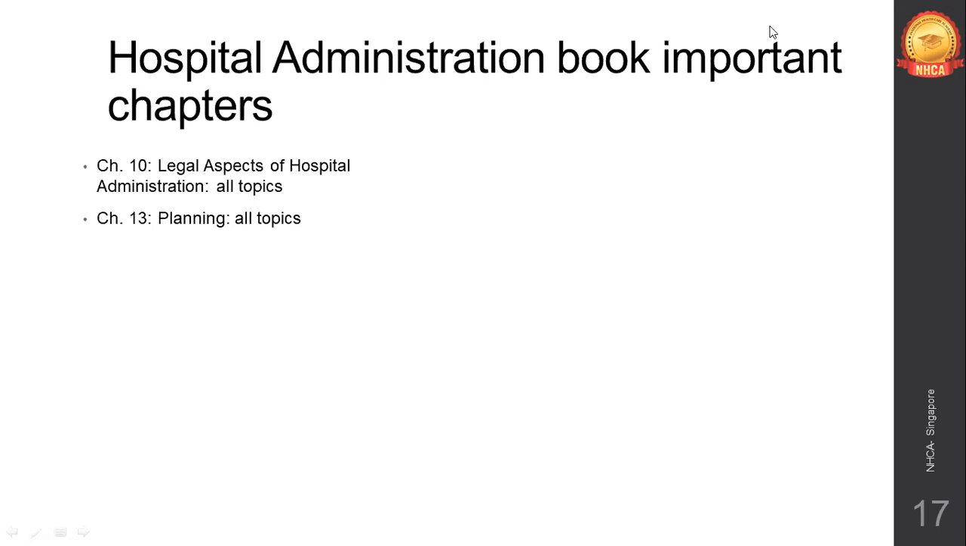Then from the chapter of planning, all the topics are important. So we can't miss any part of it. All the steps involved in planning, different types of planning, hierarchy of plans, objectives, so MBO, management by objectives. All these are important.